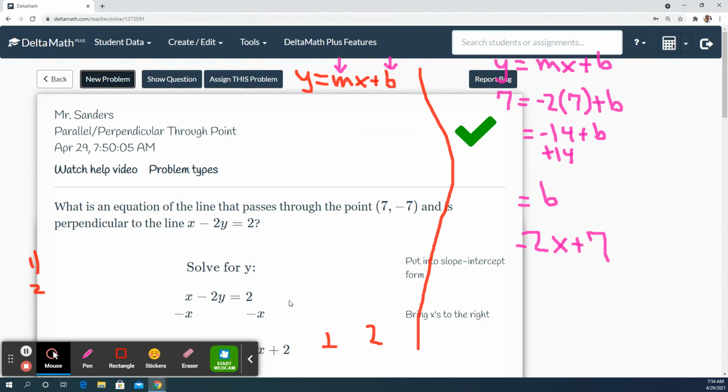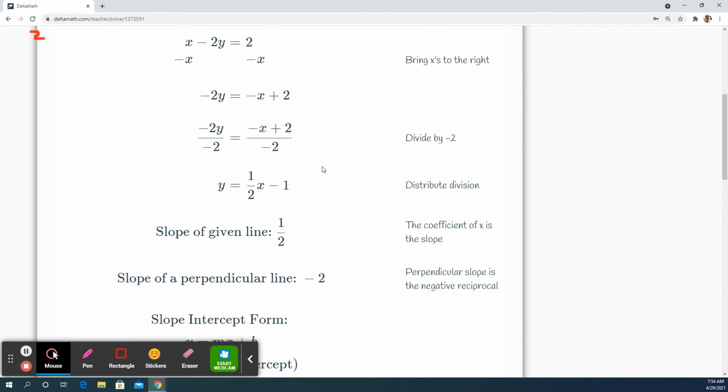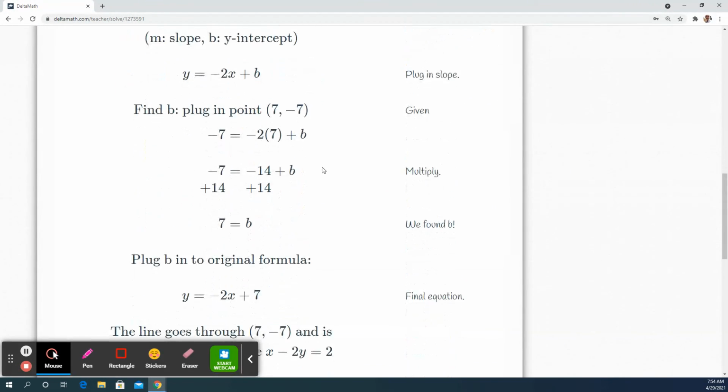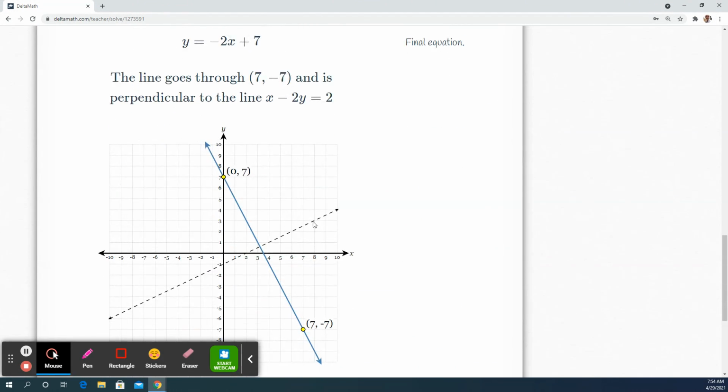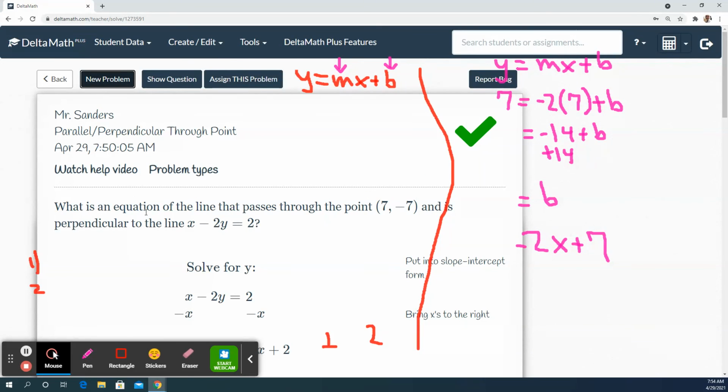All right. That's going to be your strategy on these. Looks like they're doing exactly the same. All the same steps. Okay, and then they're showing what the graph would look like. All the problems will be similar to these.